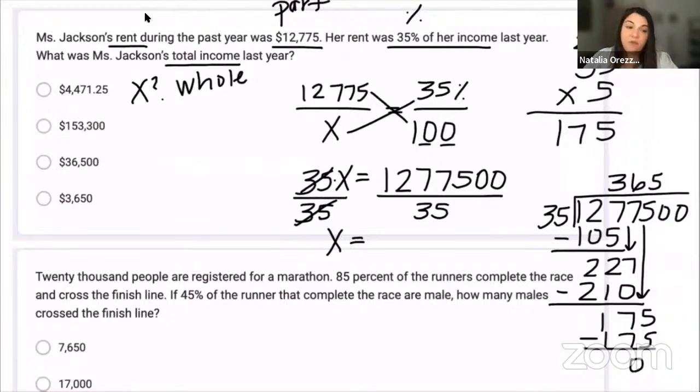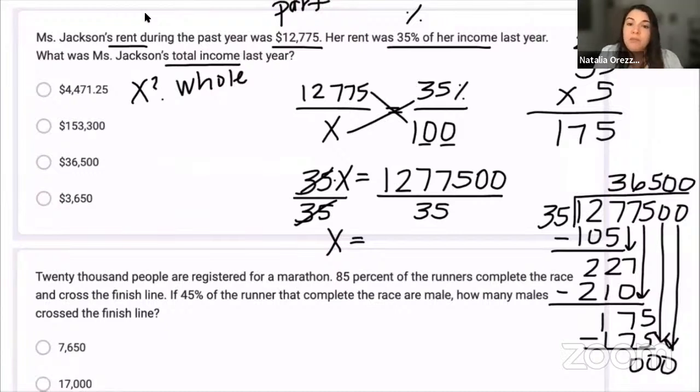Now, I am not finished. I still have 2 more zeros to bring down. This 0, 35 goes into 0, 0 times. And then this 0, 35 goes into 0, 0 times. Be super careful. I've had incredibly super smart people that have studied so hard miss that step, and then they get it wrong. And I don't want that to happen to you, okay? So here, I finally get 36,500 as my answer. So my answer here is C.